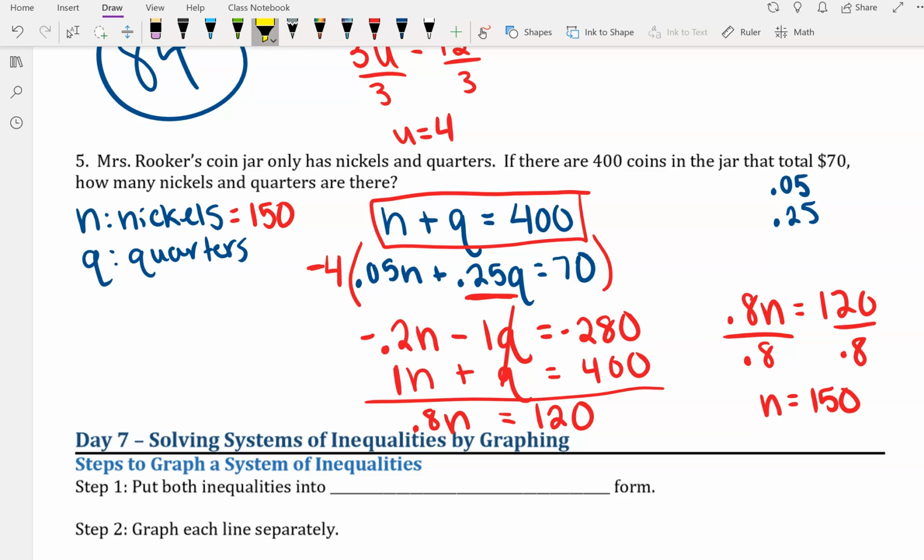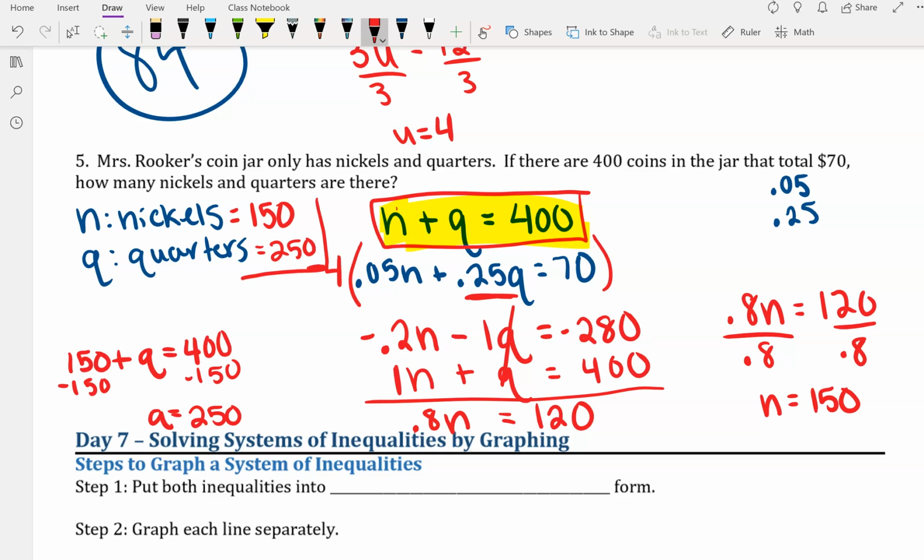All right, and then we plug back into whatever equation looks easiest in order to find out how many quarters there are. I think this first equation looks easiest. So I plug in n, which is 150, plus q equals 400. To solve for q, I just subtract the 150, and q equals 250. So this is my answer, that there are 150 nickels and 250 quarters.